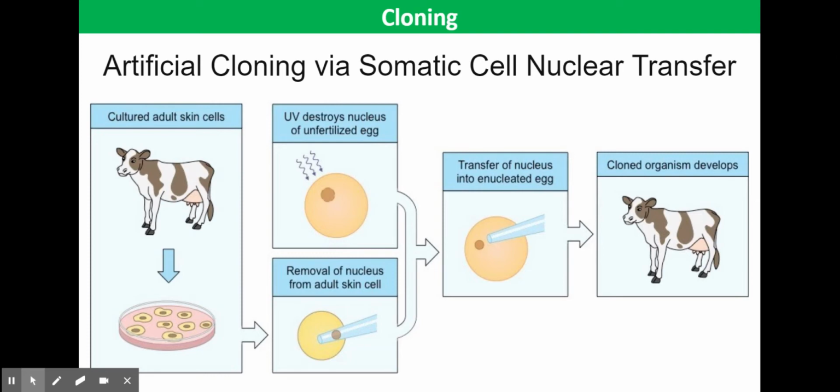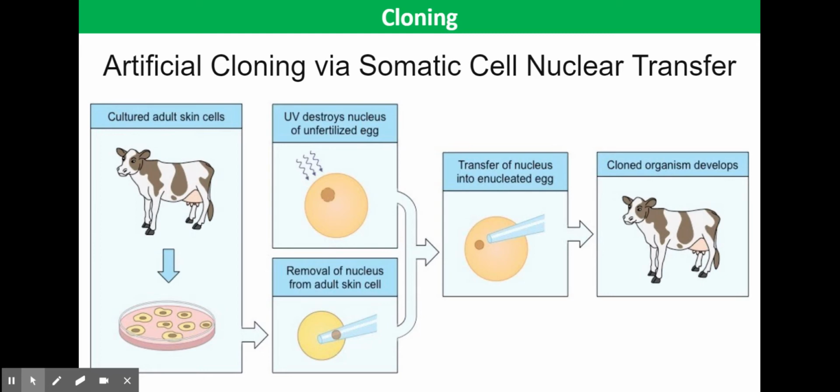Somatic cell nuclear transfer is another artificial cloning technique. Now, it's the only way we currently have to clone an adult. The advantage is that the phenotype is known before cloning starts. And this process was first performed successfully on a mammal in 1996 to produce Dolly the sheep, which hopefully you will have heard of before.